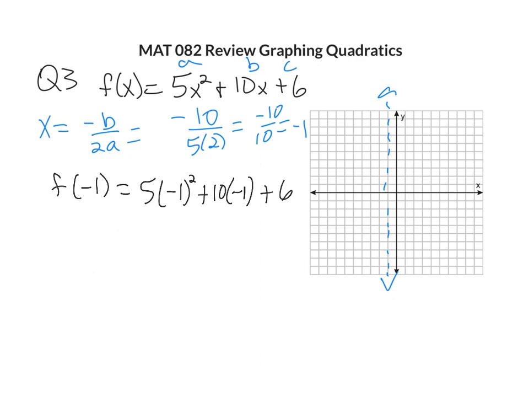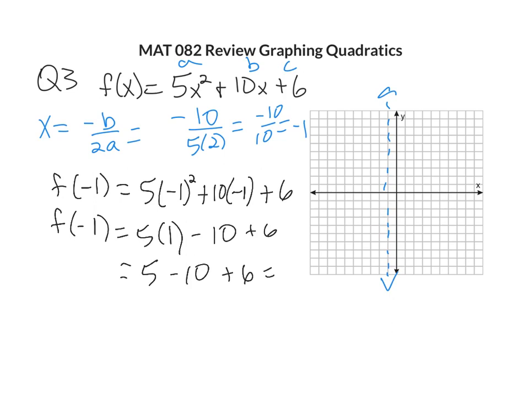Negative 1 times negative 1 is positive 1. So you'll have positive 1 times 5. Plus 10 times negative 1 is negative 10 plus 6. That's 5 minus 10 is negative 5 plus 6 is positive 1. So the vertex is at negative 1, 1. I have my vertex right here.